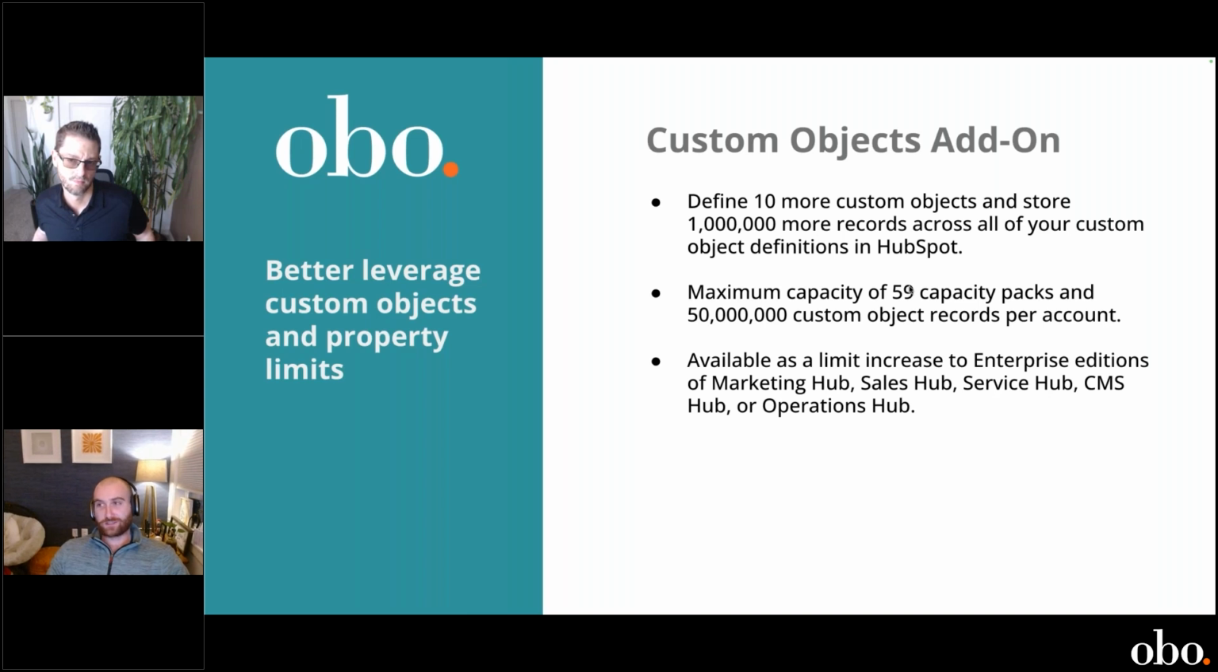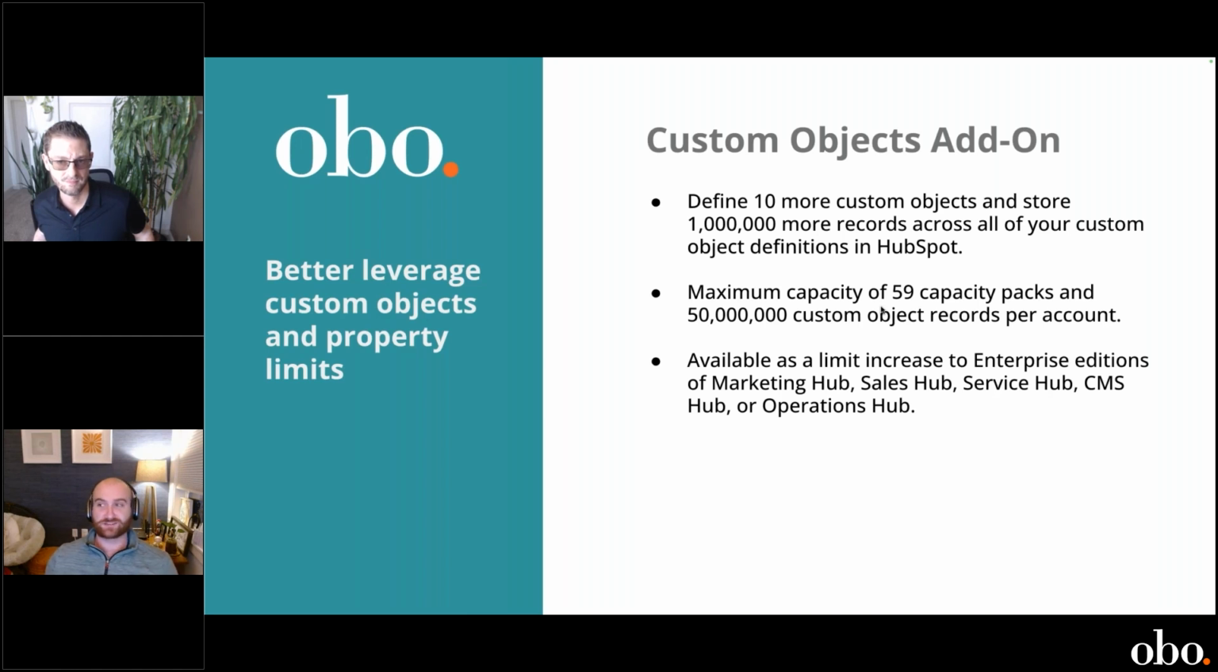And this is new as well. There used to be a lower limit on the capacity. You can now get 59 of these packs. So I think, what is that? Like 600 custom objects, technically, if you wanted, with 50 million records. So this is definitely expanding the use case of, yes, HubSpot CRM, marketing, sales, customer success focused.